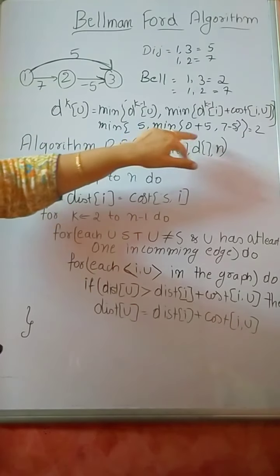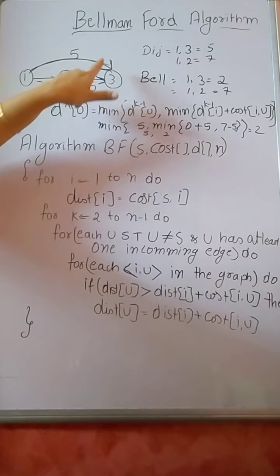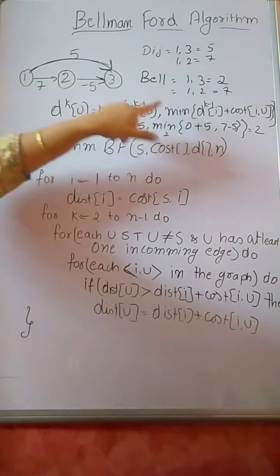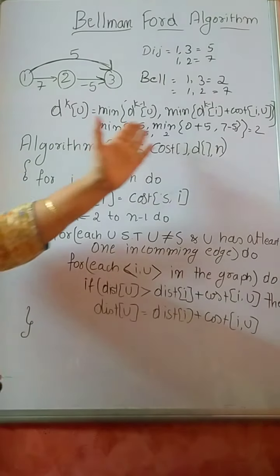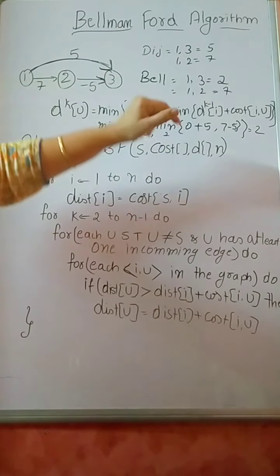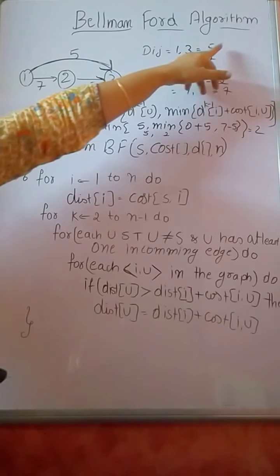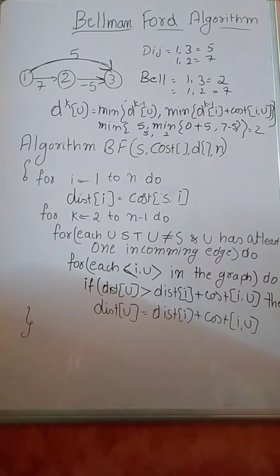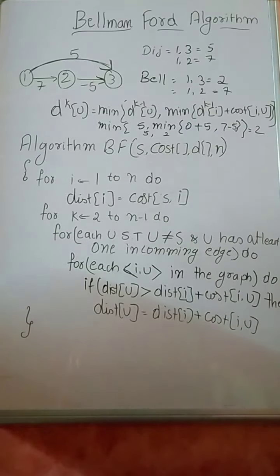Now, the min over each of the incoming edges. How many incoming edges are there for 3? There are 2 incoming edges. For each of these incoming edges, it will compute the shortest path. So finally, what is the shortest path it got? 2. That is 1 to 2, the distance is 2. Whereas if I use Dijkstra's algorithm, for 1 to 3 we are getting the distance as 5. So that is the disadvantage of Dijkstra's algorithm. It doesn't work properly for negative edges.